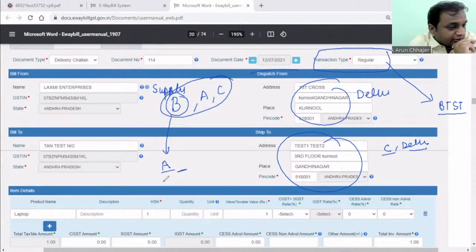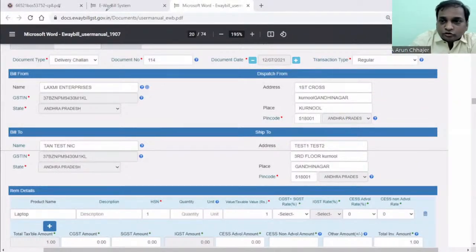What is the necessity of the Eway bill in commercial activity? We'll discuss what is the main benefit of this Eway bill. Pooja, Eway bill can be generated either by the supplier or by the recipient or even by the transporter. Any party can generate the Eway bill.